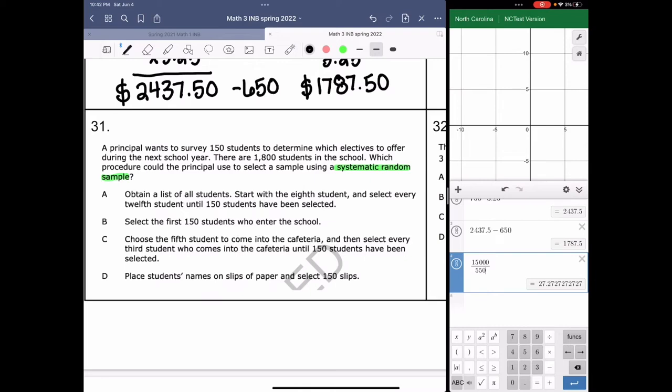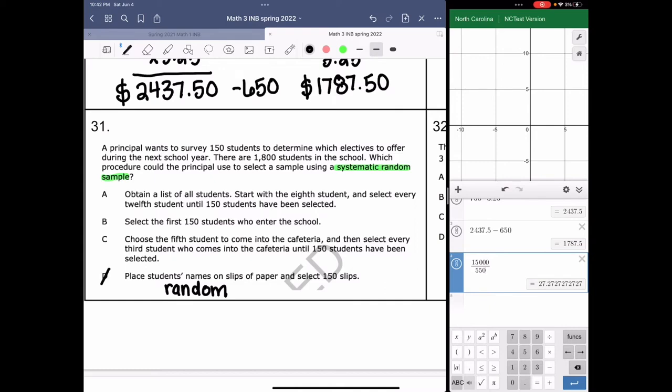Place students' names on a slip of paper and select 150 slips. So D is definitely random, but I would not consider that systematic. Systematic means that there is an actual system, there is a procedure. So if you just put slips of paper in there, that's not going to be systematic. So D's out.